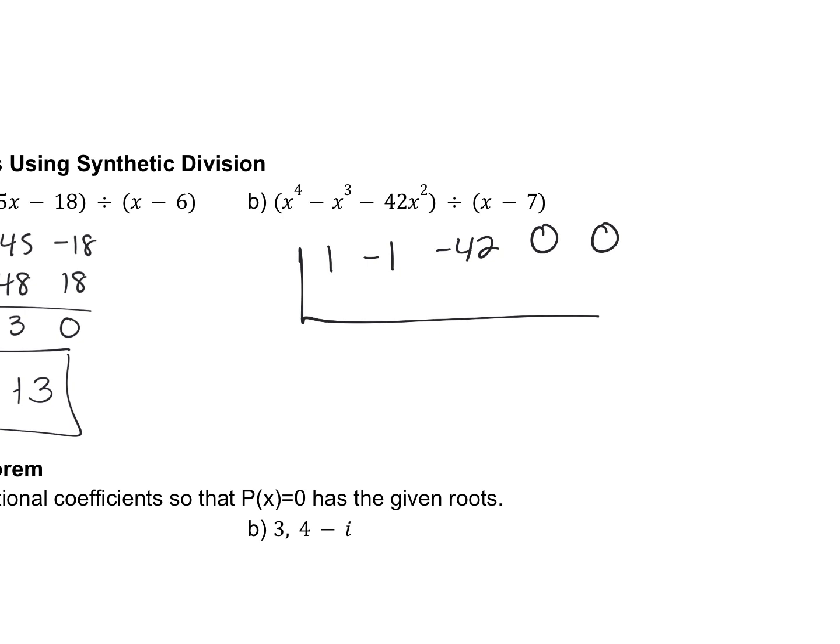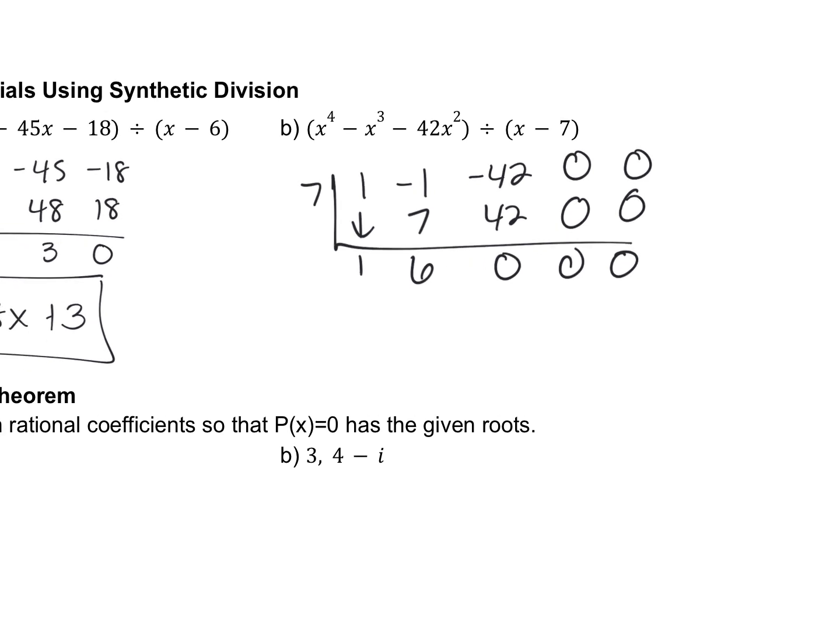And then what are you dividing by? Positive 7. So drop it and then multiply. 0. Okay, so we've got zeros for days now. All right, be careful. Remember, this is your remainder, your constant, your x squared, and your x cubed term. So this would be x cubed plus 6x squared.